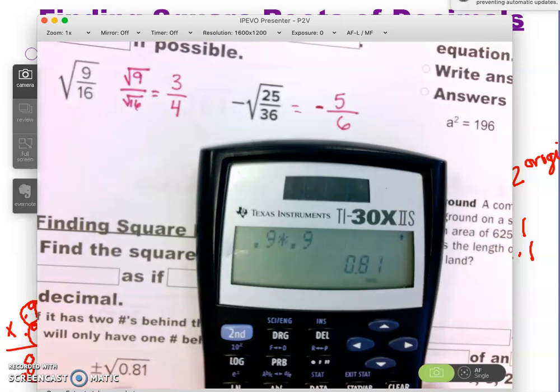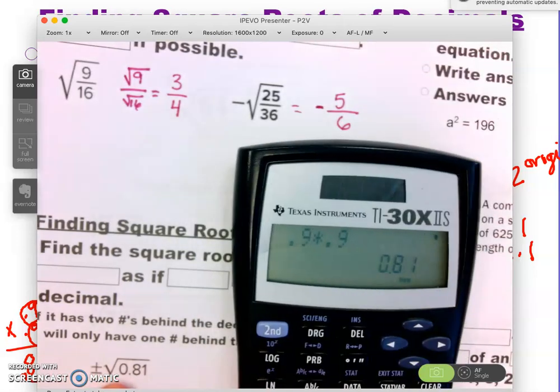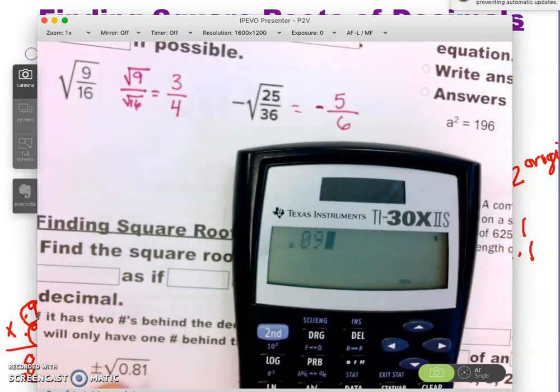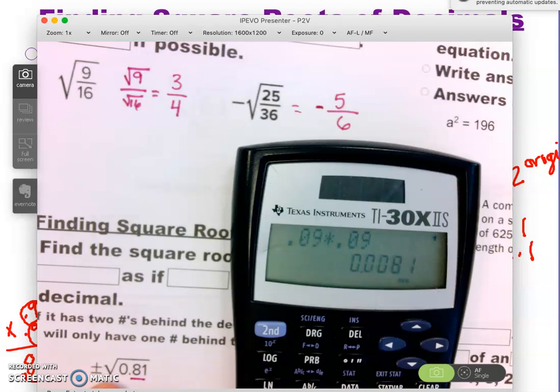Now, a lot of kids will make the mistake and say, well, it should be 0.09. That's the root, because there's 2 decimal places. But if I multiply that times itself, 0.09, I see I get a lot more. This number here does not look like this number here. So I know I did something wrong. Okay?